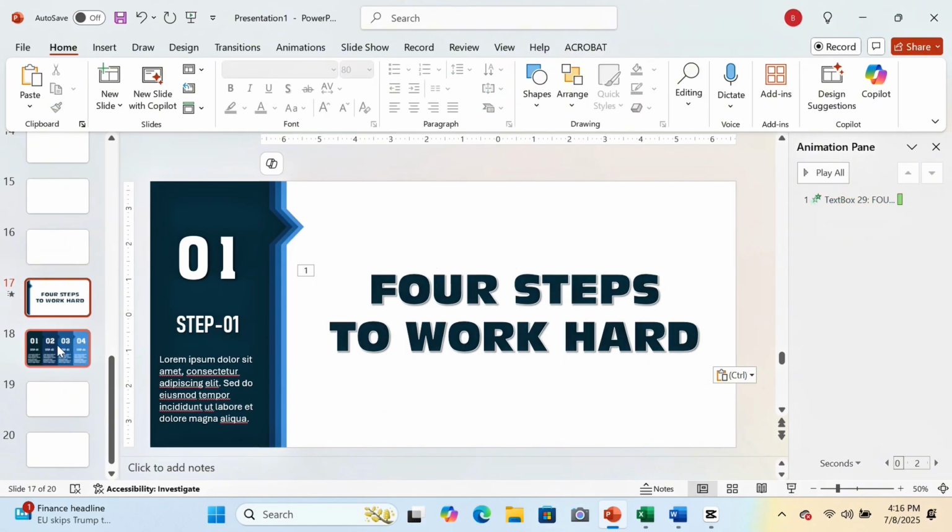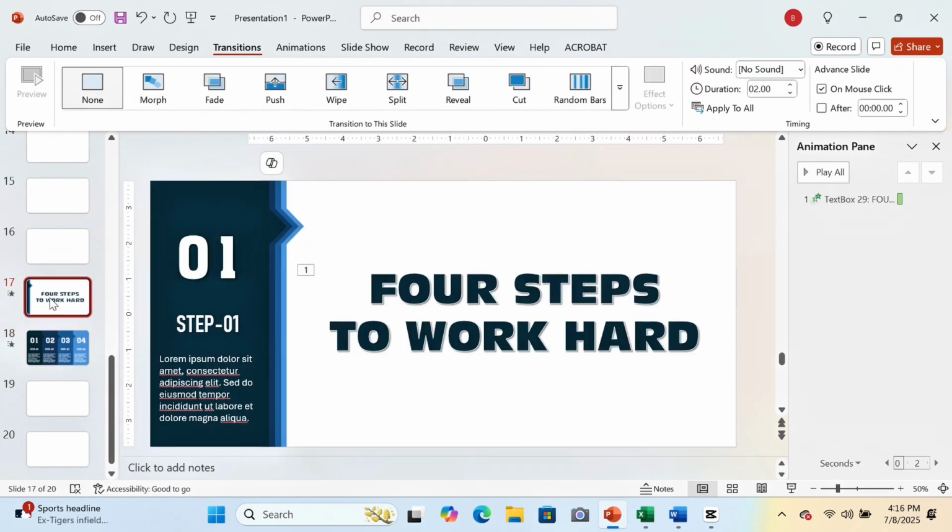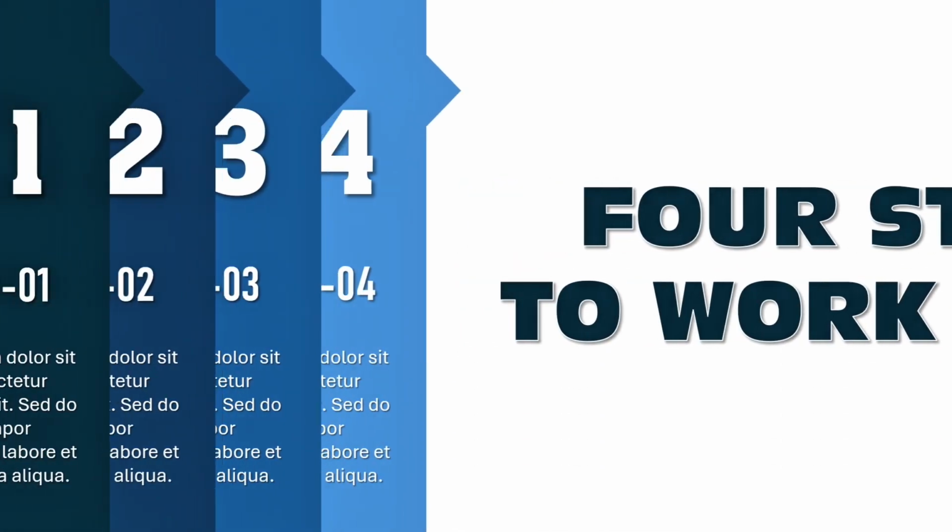Go to the second slide and give a morph transition to it. Now go to the first slide and click on Slideshow. So that's it. Hope you liked the video.